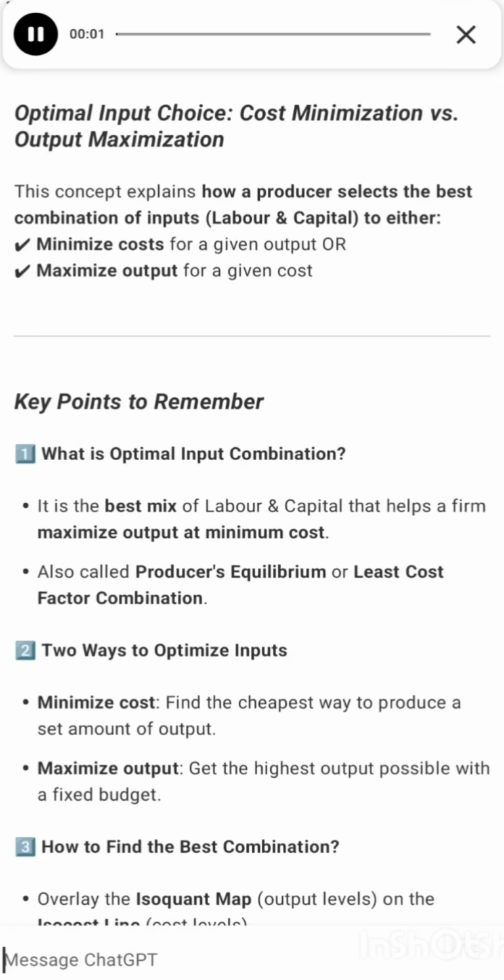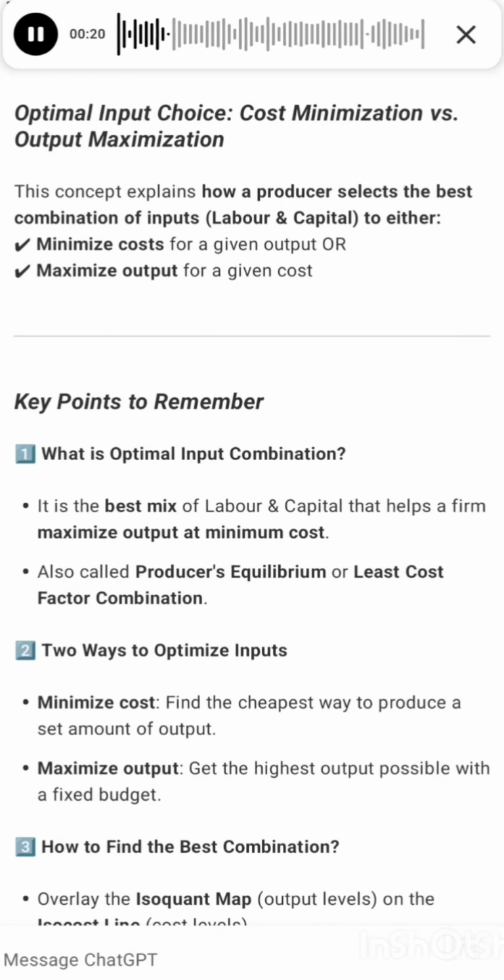Optimal input choice. Cost minimization versus output maximization. This concept explains how a producer selects the best combination of inputs, labor and capital, to either minimize costs for a given output or maximize output for a given cost. Key points to remember.